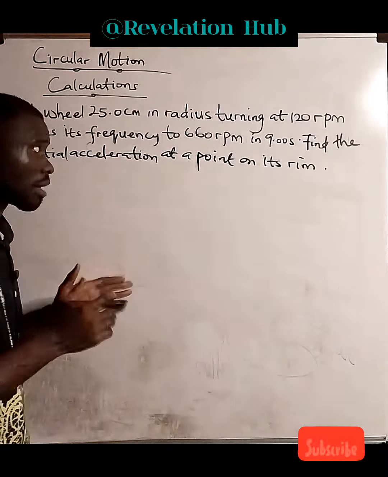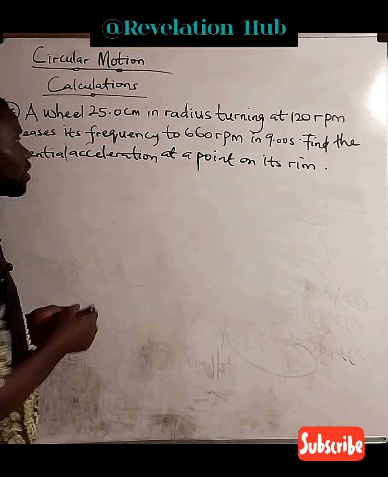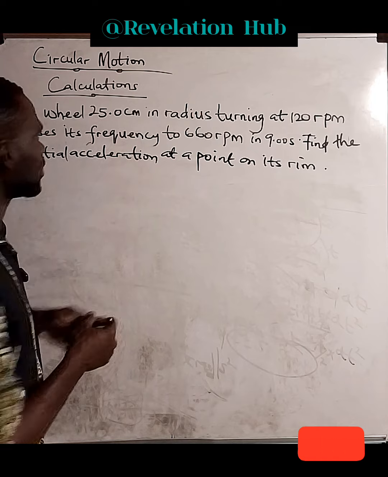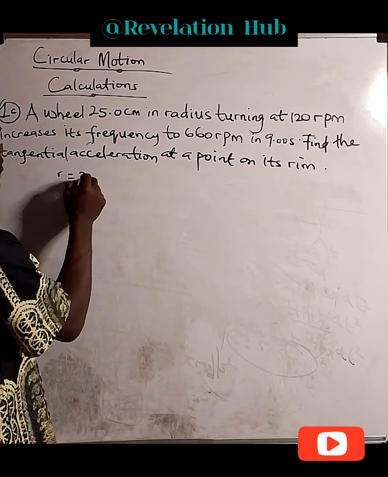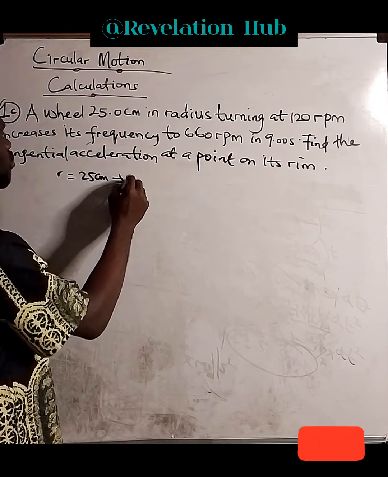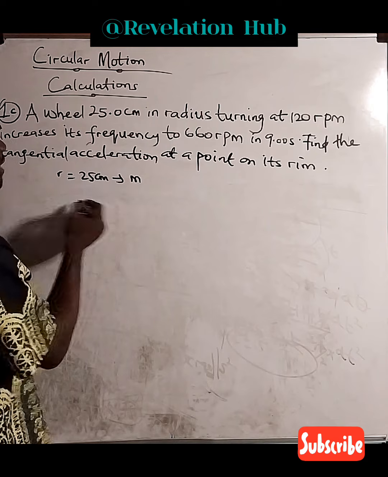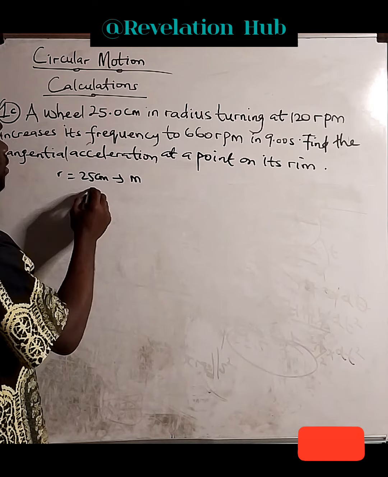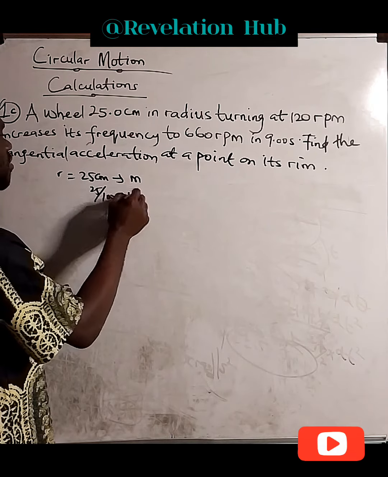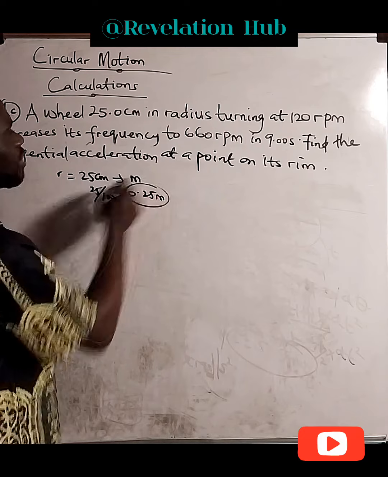First of all, let's bring out our parameters. Here we're talking about a wheel. What's the radius of the wheel? The radius of the wheel is 25 centimeters. We're going to move this to meters. How do we do that? We divide it by 100, because 100 centimeters is 1 meter. So 25 divided by 100 gives us 0.25 meter. That's the radius we have.